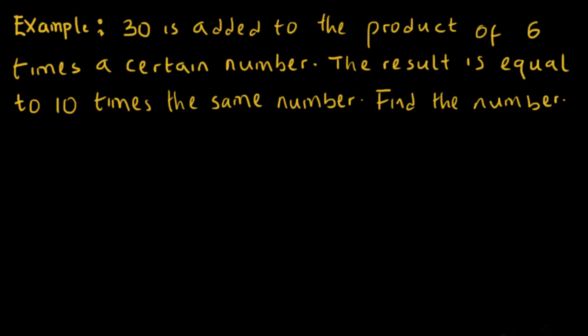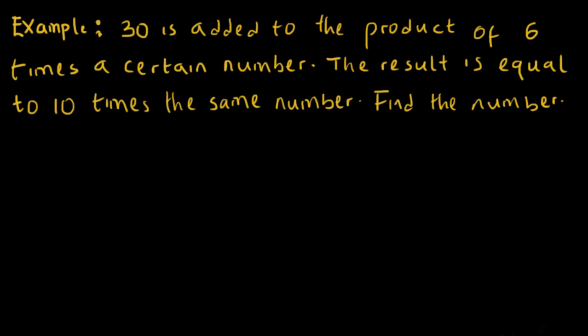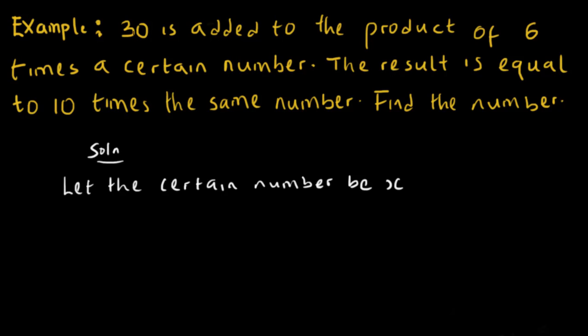So we've got this interesting question. 30 is added to the product of 6 times a certain number. The result is equal to 10 times the same number. Find the number. Now don't be intimidated by the question. Just go step by step and you're going to get the answer. So the first thing is, let the certain number be what? Anything. We can choose x.